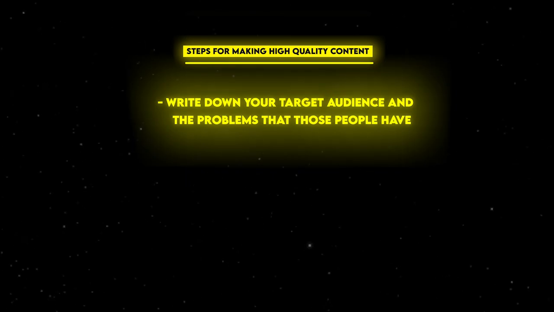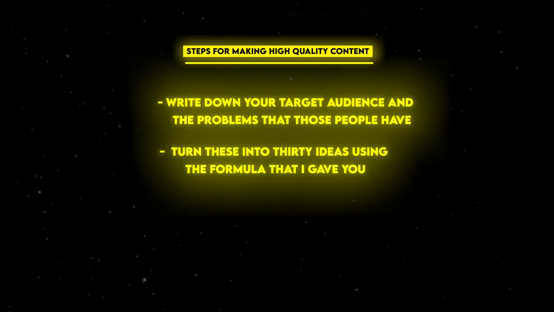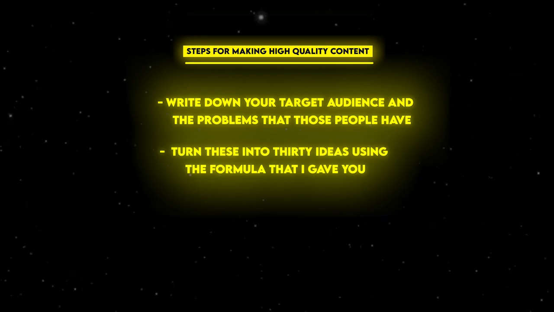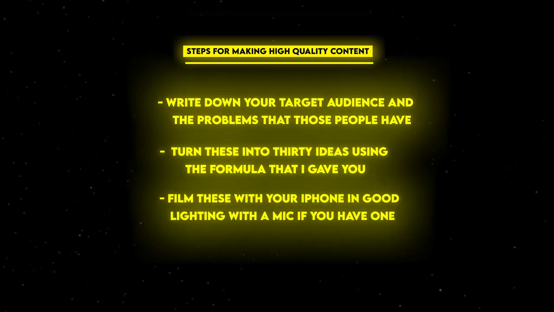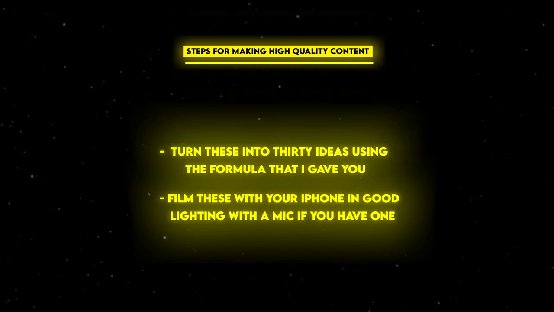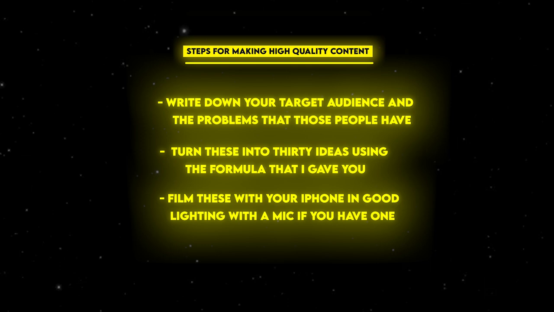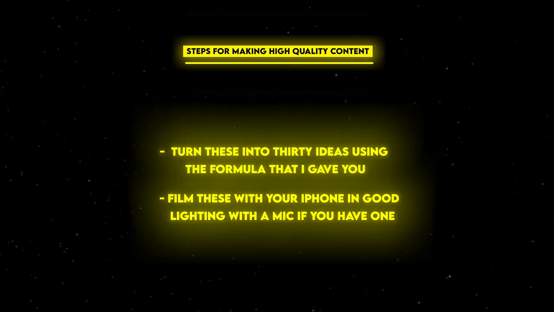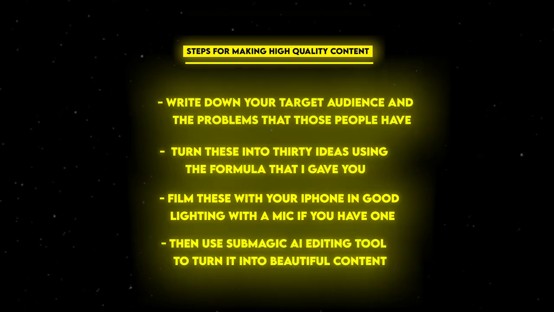So in summary, if you want to create a ton of high quality content in a short amount of time, first write down your target audience and the problems that those people have. Turn this into 30 ideas using the formula that I gave you. Film these with your iPhone in good lighting with a mic if you have one. Just don't overcomplicate the filming aspect of it, because you want to get started and then you can improve. Then use Submagic's AI editing tool to turn it into beautiful content. And within 2 to 4 hours, you can have a ton of high quality content ready to go.